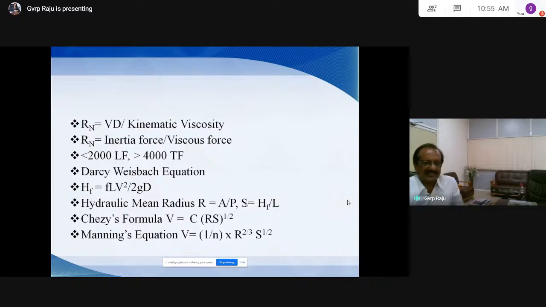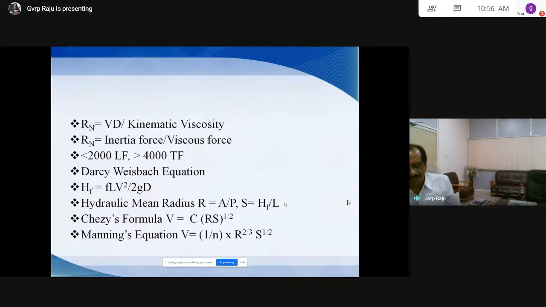Then the other one is S. S is the longitudinal slope. Here h f represents head loss due to friction, and L is the length of the pipe. So the slope is equal to the head loss due to friction divided by the length of the pipe, and we can find out the slope here.